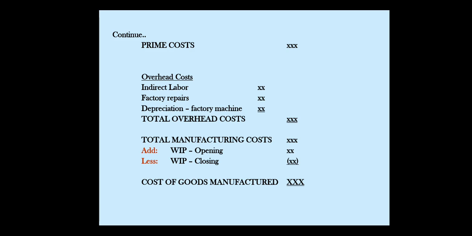And then do not forget to add work in process inventory beginning or opening and minus work in process inventory ending. So the final figure or number is the one that we call cost of goods manufactured.